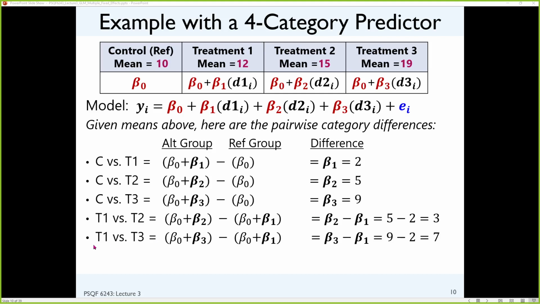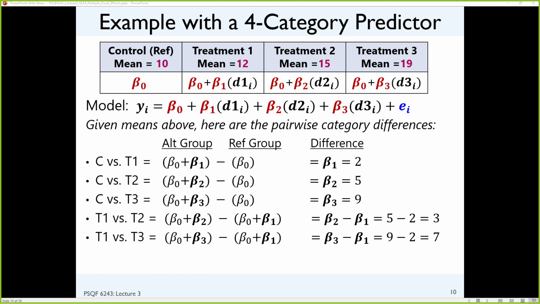So the same thing then if I want T1 versus T3, I have what the model says the mean is for treatment group 3, minus what the model says it is for treatment group 1, and the difference is 7. So it's beta 3 minus beta 1. So in the programming statements, the slope that is to be subtracted would get a -1 next to it, and the slope that is to be not subtracted, the one that it starts with, gets a regular 1.